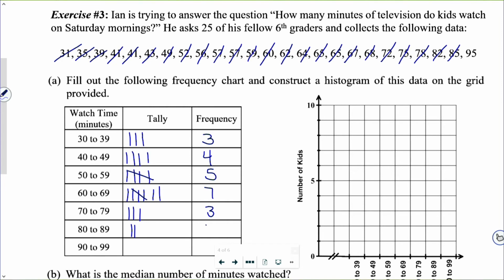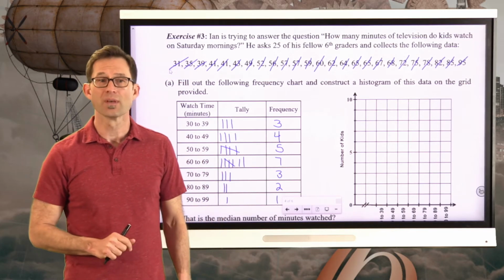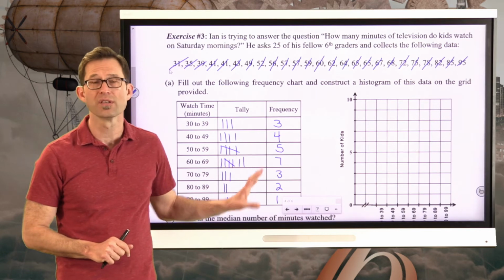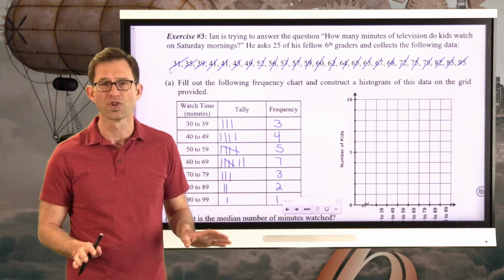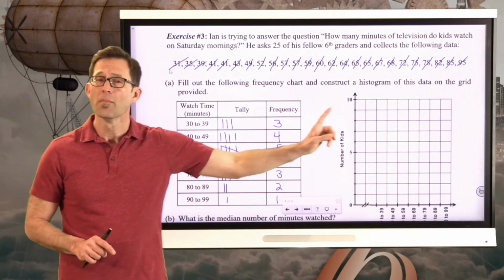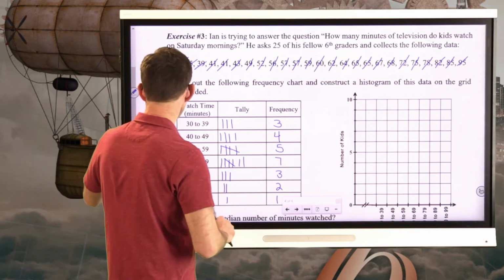1, 2, fall into the 80s. And just one person is watching in the 90-minute category. All right, so simple enough in terms of finding their frequencies. Again, when the data is all kind of mixed up at random, it becomes a little bit more challenging to find these numbers. But now we can use them to construct our histogram.